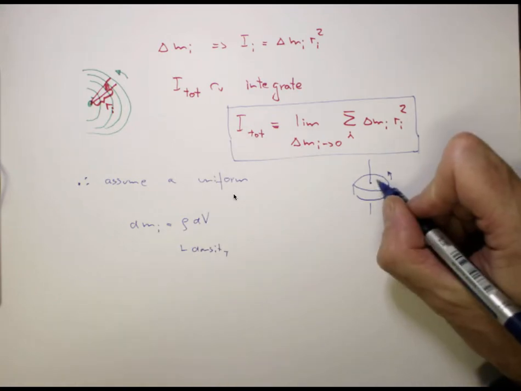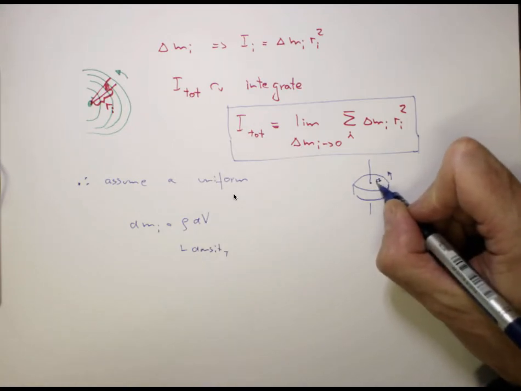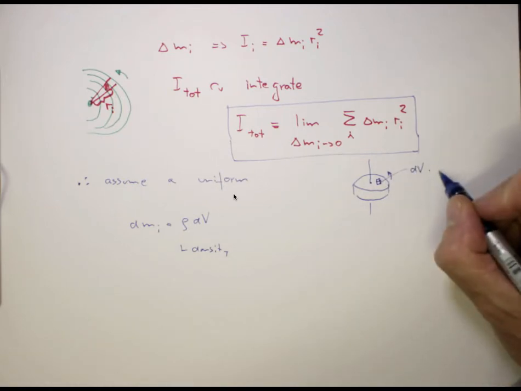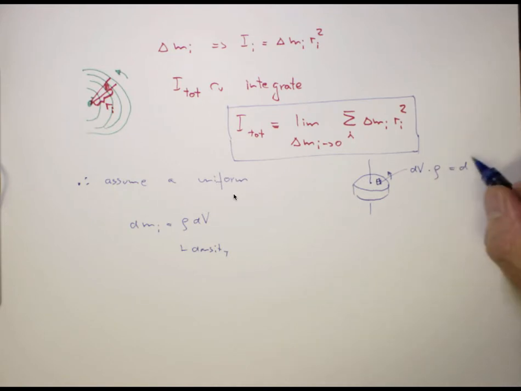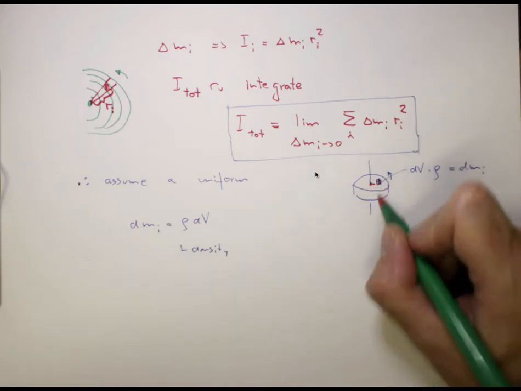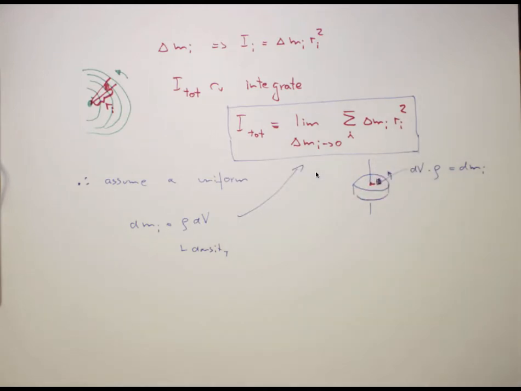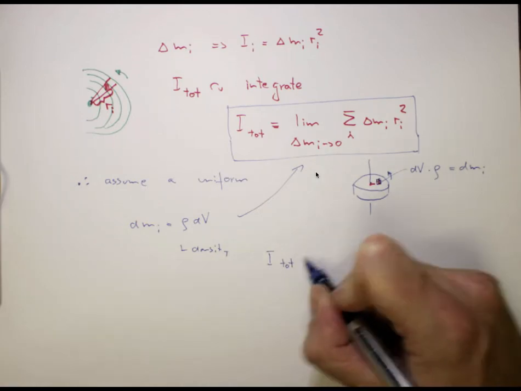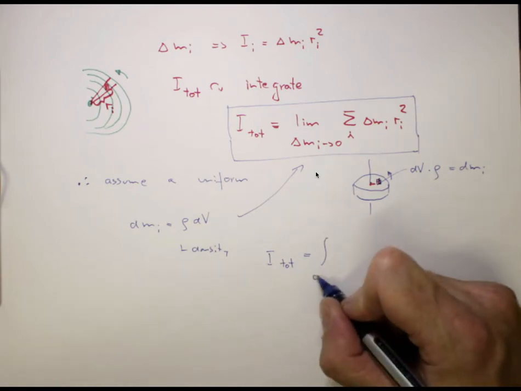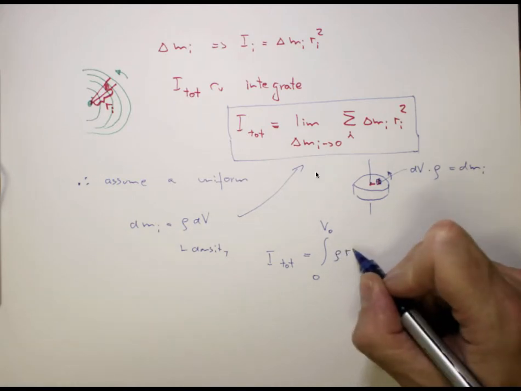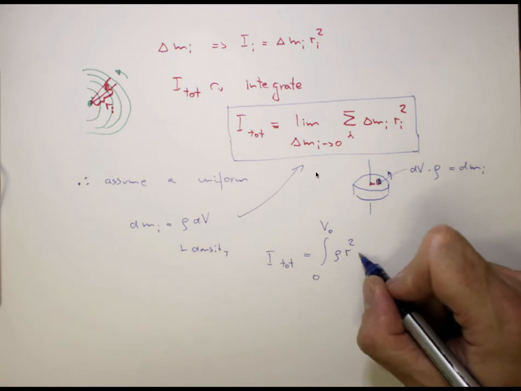So for example, I can take this little volume element here, dV, and multiply it with the uniform density, and then I get the mass differential dm_i that is present in that little volume element. And if I substitute here and replace the sum with an integral, I find that my total inertia is now given as the integral over the entire volume V0 of rho times r squared times dV.